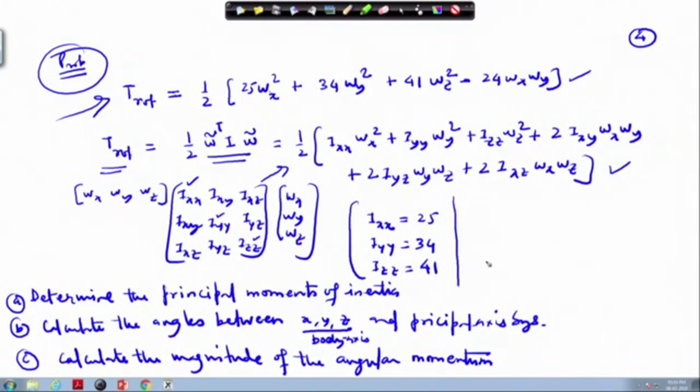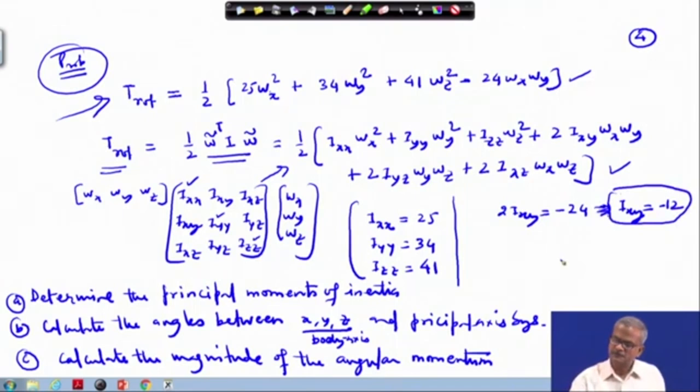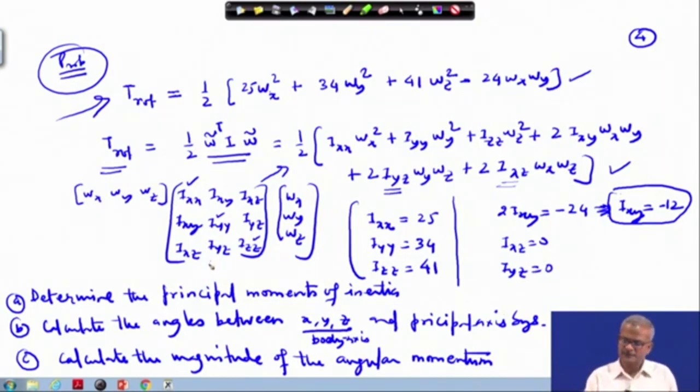What about the off diagonal terms? If you look for the I xy, 2 times I xy, if you compare this, is minus 24. So, this implies I xy is equal to minus 12. Then we can compute the other quantities. There is no term related to I xz, also I yz. So, I xz is equal to 0, and I yz similarly is set to 0. So, this completes your description of the inertia matrix.